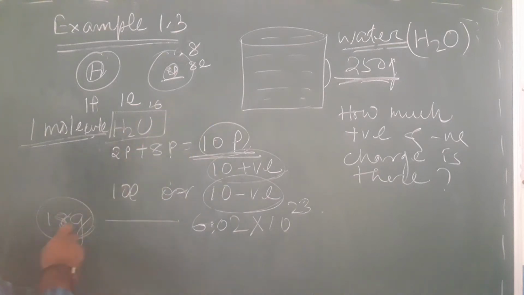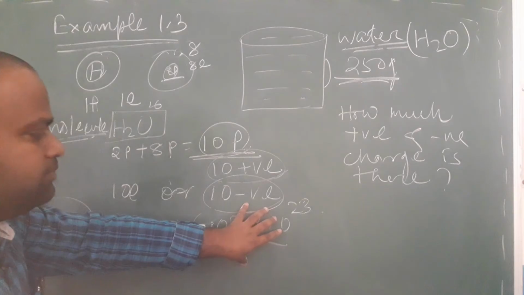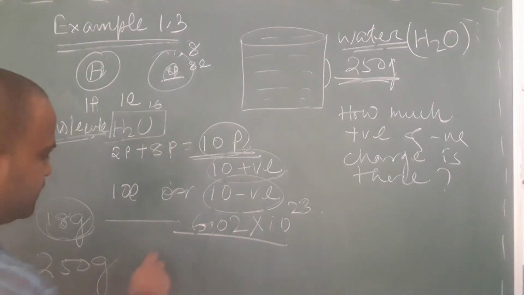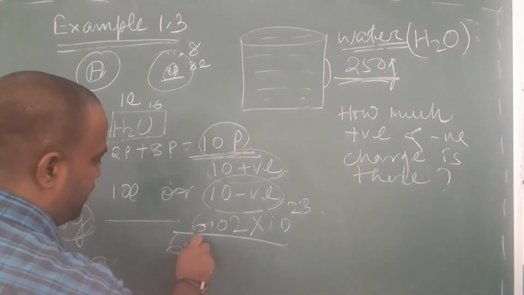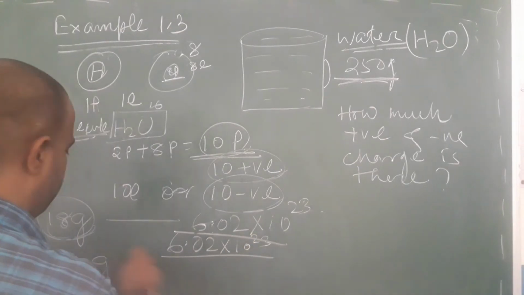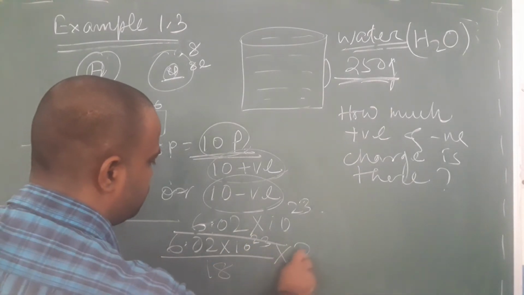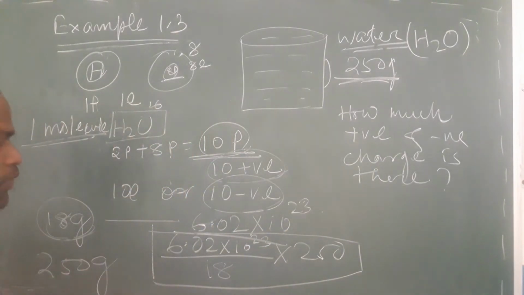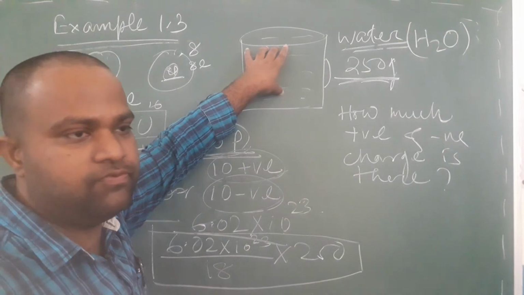By the unitary method you can do it. In 18 gram, this much number of molecules are there. In 1 gram, this divided by 18. In 250 gram, how many water molecules are there? It is 6.02 into 10 to the power 23 by 18, into 250. This is the total number of water molecules in 250 gram of water.